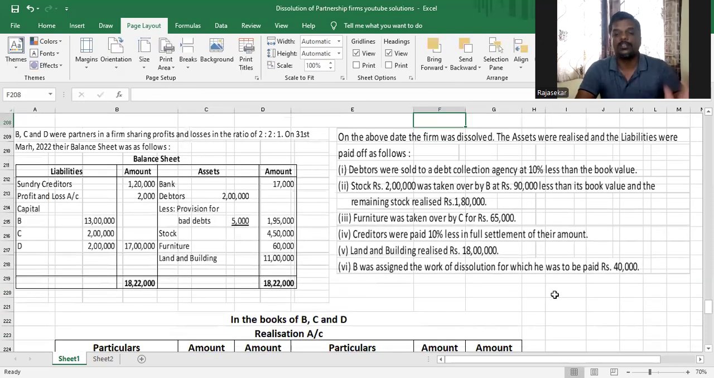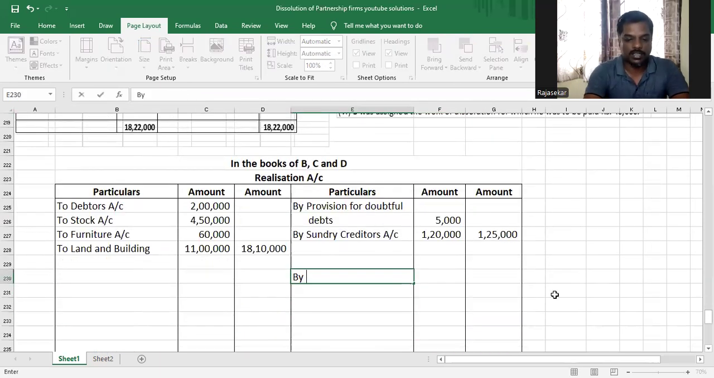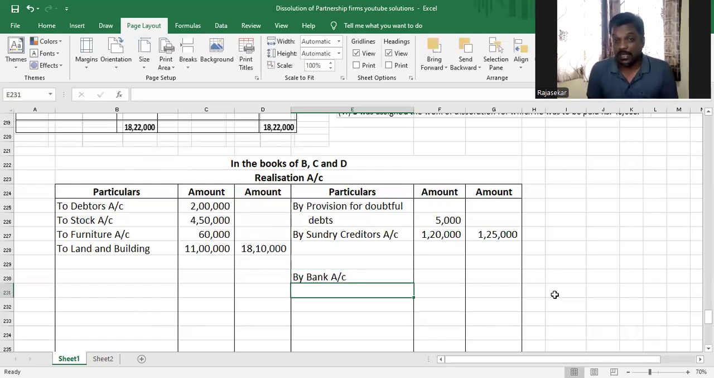Then we go to the adjustment. Debtors were sold to a debt collection agency at 10% less than the book value. So when you realize an asset, you get money in the bank. Am I right or not, my dear children? So bank is an asset that increases. So we debit bank account and it's an income for the firm. So all income will be credited to nominal accounts, and the only nominal account that is available during dissolution is realization account. The realization account will be credited. The journal entry is bank account debit to realization account.